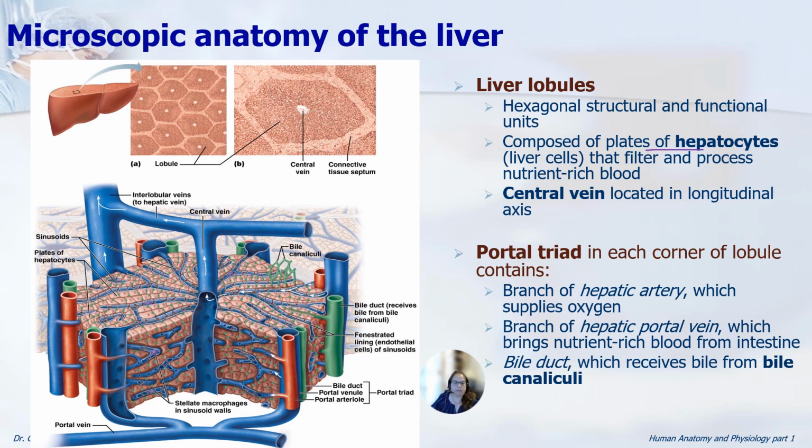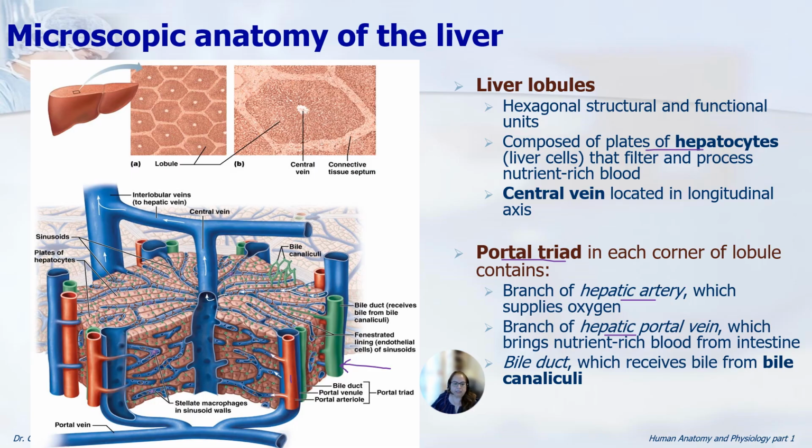Okay, and at every sixth corner of this hexagonal structure, there are three small vessels together, what we call the portal triad. So what is in the portal triad? You have a hepatic artery branch which supplies the blood, which is the red color. Then you also have a branch of the hepatic portal vein, which brings in nutrient rich blood from the intestine, digestive tract. And then we also have a bile duct, which is the green color shown here. Okay, so do not confuse this bile duct with a lymphatic vessel.